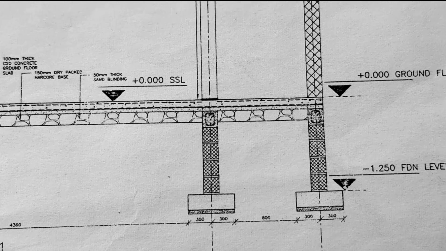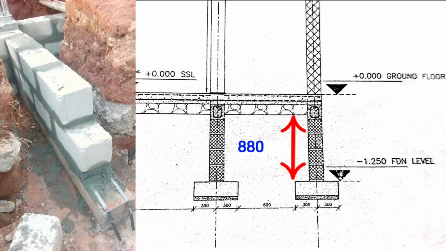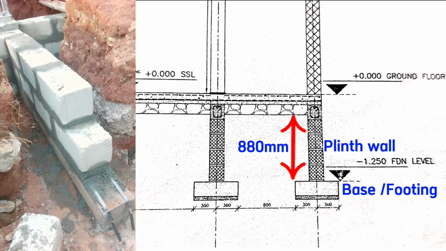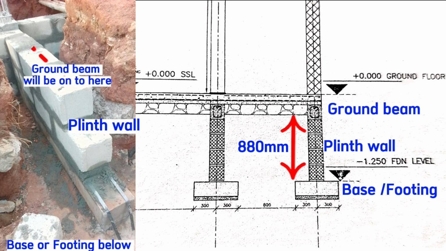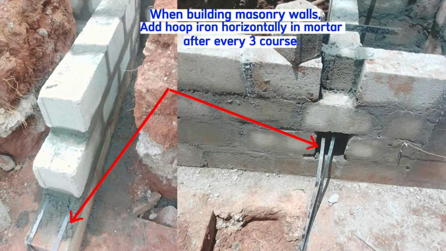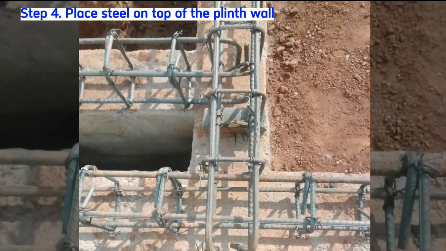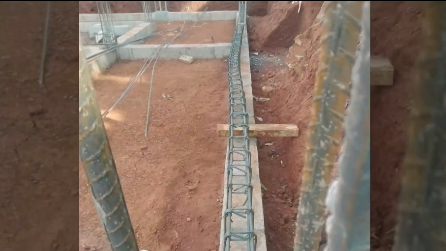According to the drawing, the height of this wall will be 880 millimeters. This reading is always on section 1 or section 2 of the blueprint. So this is the base here below. This is the height of the plinth wall and this is the ground beam. Even on ground, this is the base here below. This is the plinth wall and the ground beam is going to be sitting here on top of this wall. When building these walls, always remember to add hoop iron horizontally in the mortar after every 3 courses. After building the plinth wall, tie steel and place it on top of the plinth wall like this.